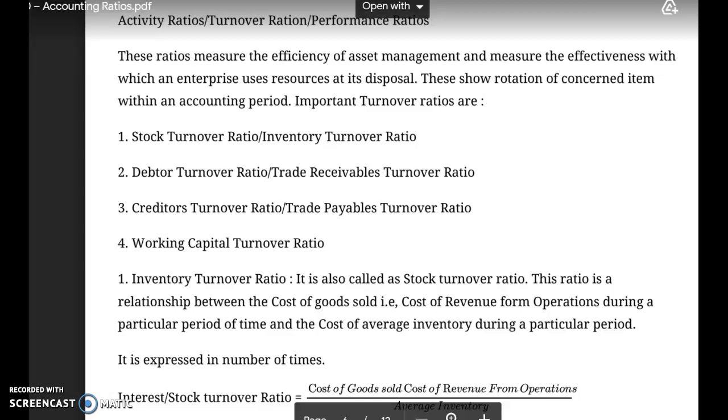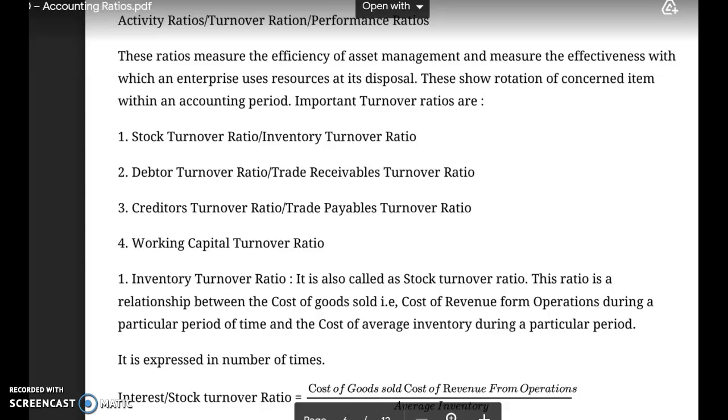Under this category, in our syllabus, we had the four important ratios. First, it is called the stock turnover or the inventory turnover ratio. Second, it is called the debtor turnover ratio and trade receivable ratios. Third, it is called the creditors turnover ratio or trade payable ratios. And last, it is working capital turnover ratio.